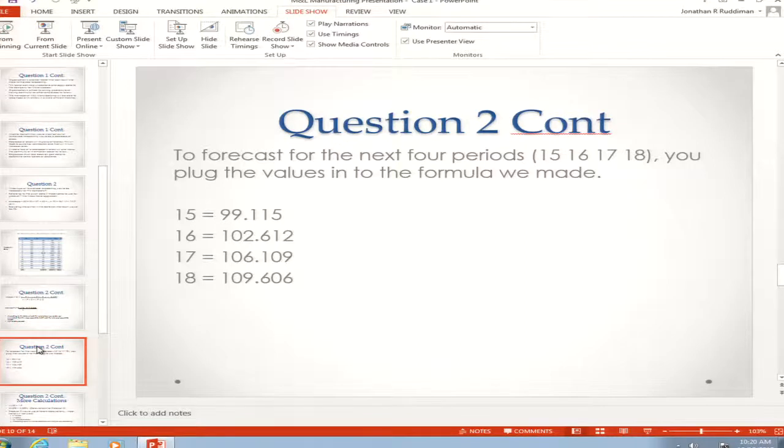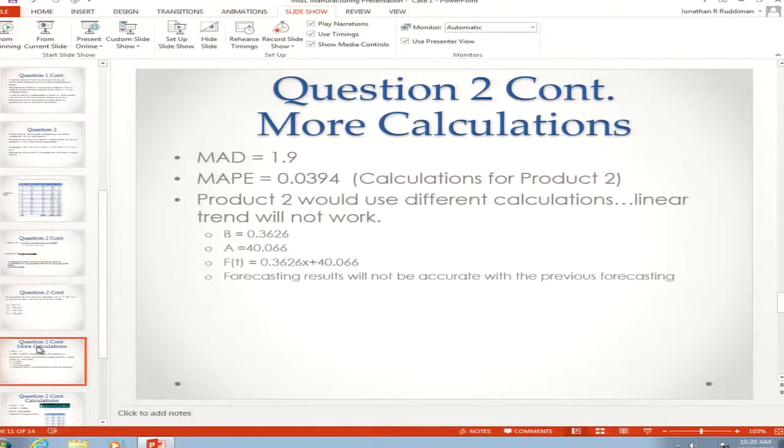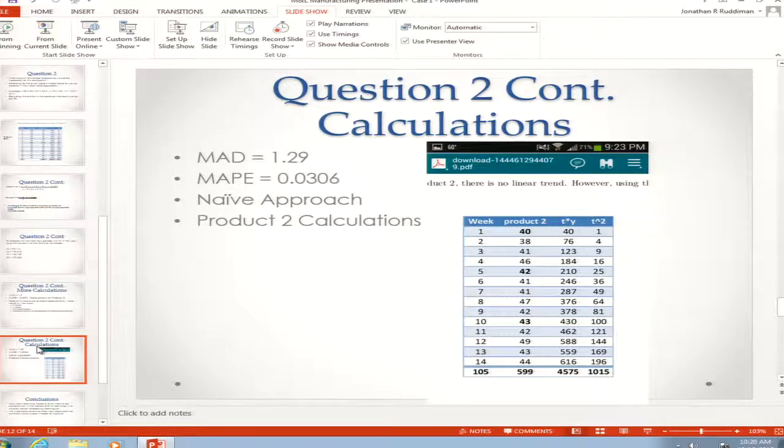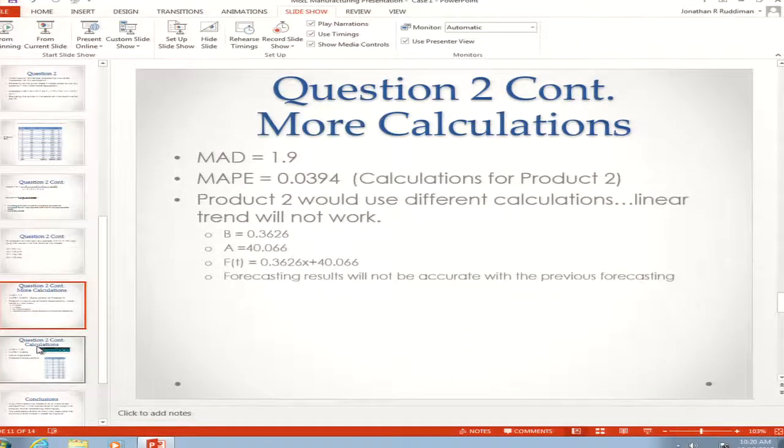For product 2, we also tried to use a linear trend, but the given data was not suitable. We can't see any trend, and it was not really working for product 2.